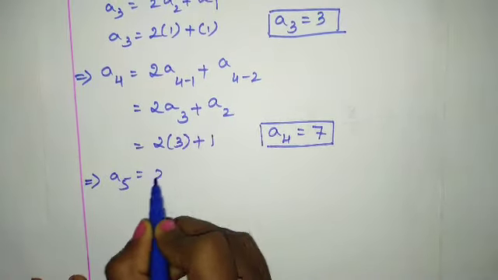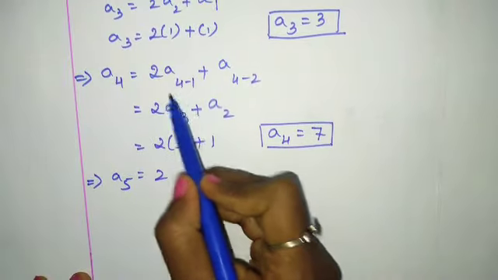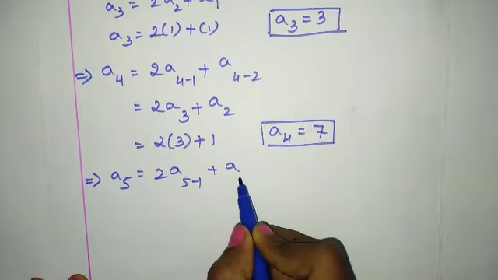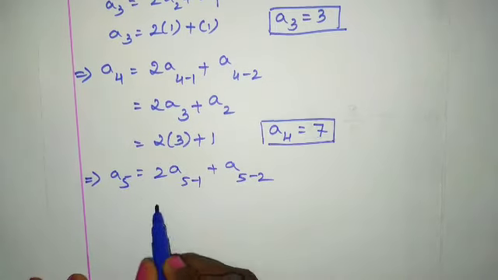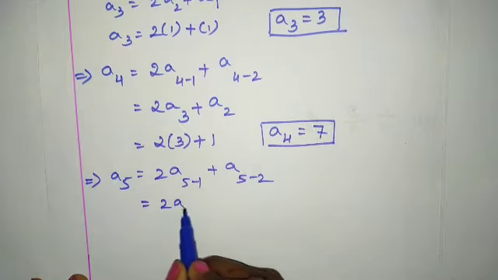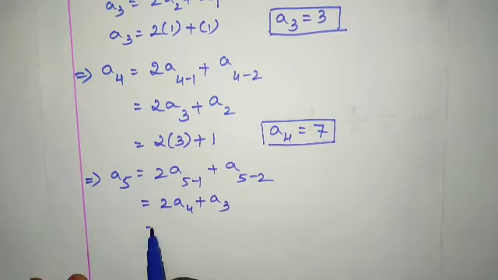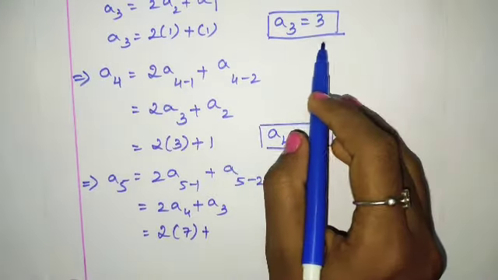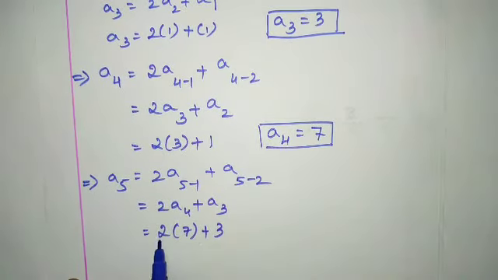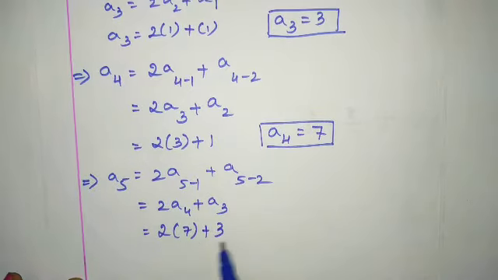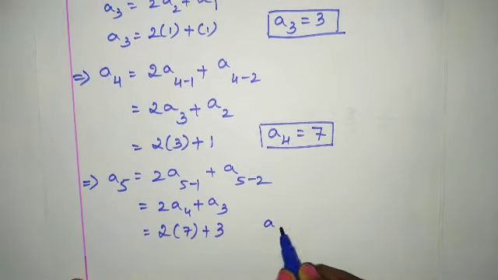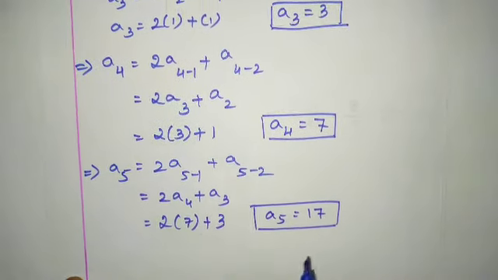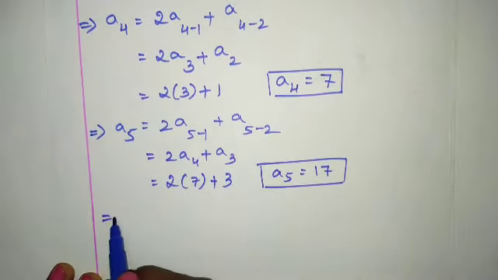Now we'll find a5, the fifth term. Again, wherever you have n, substitute 5 there. So 2 into a(5 minus 1) plus a(5 minus 2), that is 2 into a4 plus a3. a4 we just found is 7, a3 is 3. 7 twos are 14, 14 plus 3 is 17. So a5 is 17. Got it? Now we'll see the sixth term.